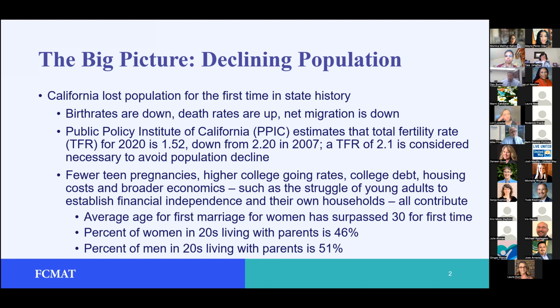The biggest single driver here are birth rates. Birth rates are down below the level of sustainability that we consider. Public Policy Institute of California uses a metric or reports on a metric in their research called total fertility rate. In 2020 was 1.52, down from 2.20 in 2007. But really important here is that 2.1 is what's considered to keep the population even, just avoid a decline. And you can see the 2020 number at 1.52 is below that.